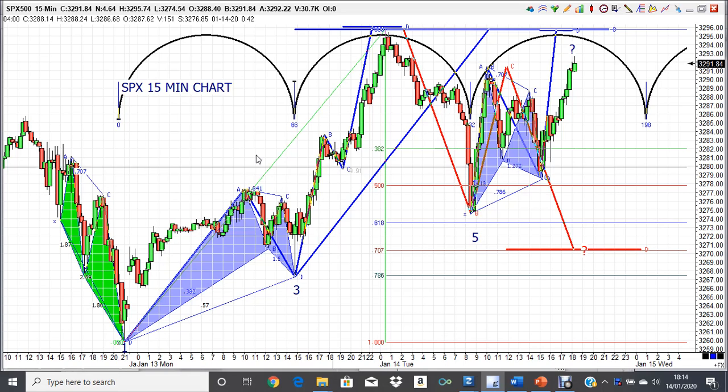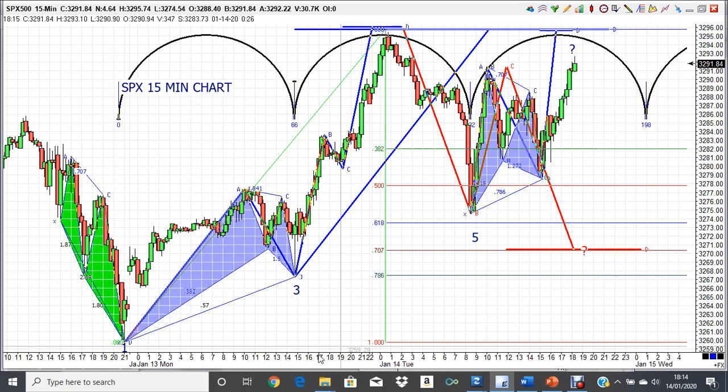This is a chart of the S&P 500, the 15-minute chart. I posted this trade on Facebook, and I had a few people asking a few questions. So I thought, well, the easiest way to answer a few questions is to just do a quick video.